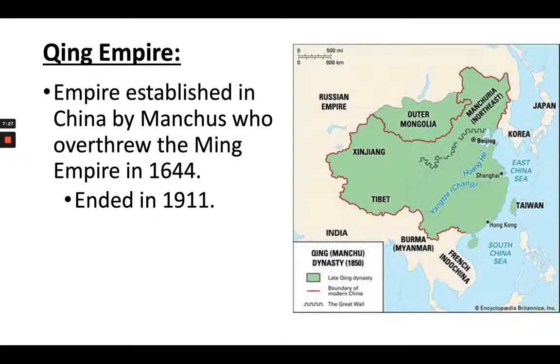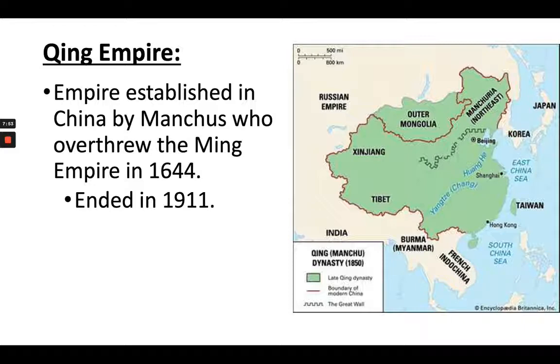Let's talk about the Qing Empire. So the Qing Dynasty is going to be made up of ethnic Manchus, right? So this is a different ethnic group than the Han Chinese or the Mongols. And we see that the empire is established in 1644.